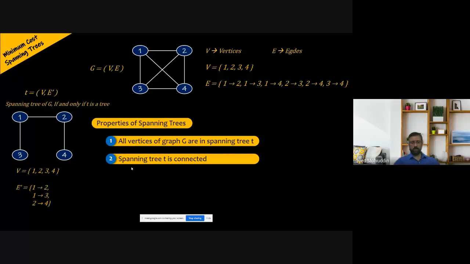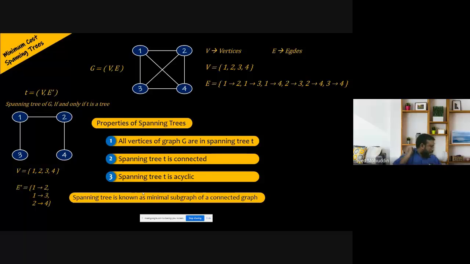Then the third property is that the spanning tree is acyclic. That is, there should not be any cycles in the spanning tree. Now remember, we are just talking about spanning trees right now. We will discuss minimum cost spanning trees later. So a spanning tree has three properties. All the vertices in the graph will be there in the spanning tree, the spanning tree should be connected, and the spanning tree should be acyclic. There should not be any cycles.